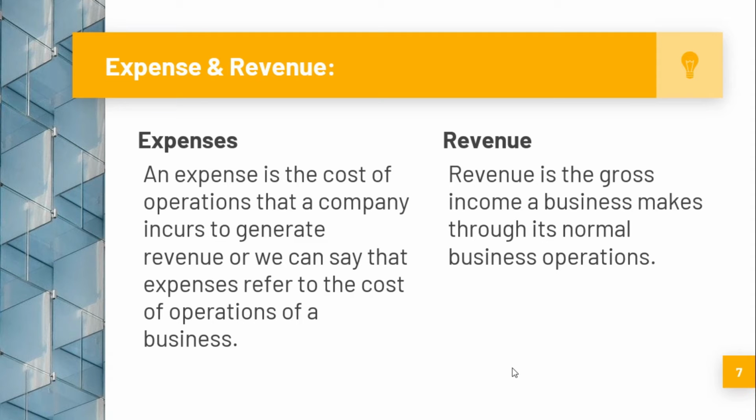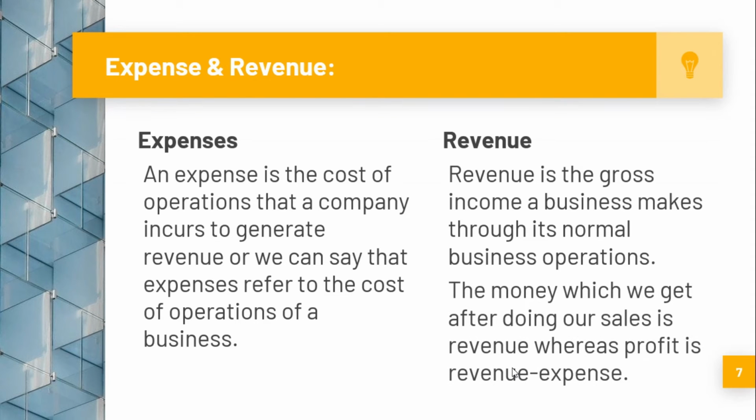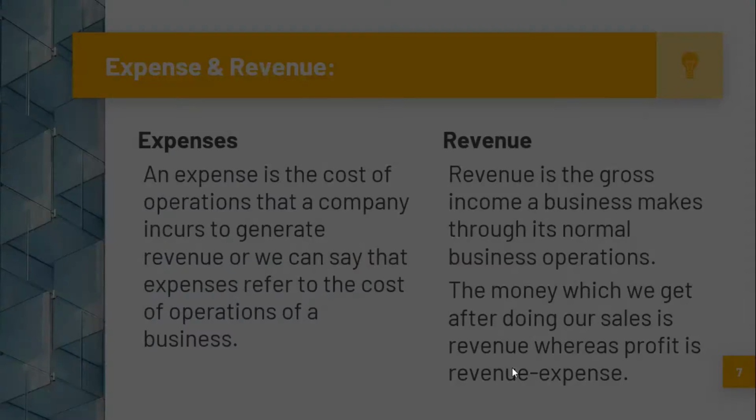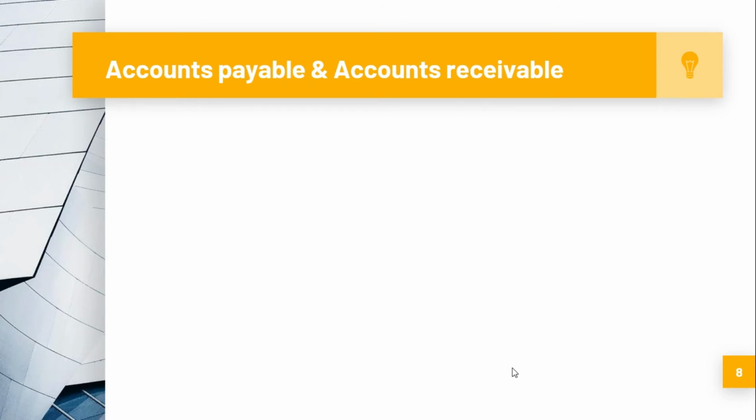Do not confuse revenue with profit. Profit is what you get after subtracting expenses from revenue. Revenue is the money which you have got from your customers for doing the sales. But to manufacture this product, you also had some expenses. So when you subtract expense from revenue, you get your profit. Next, accounts payable and accounts receivable.